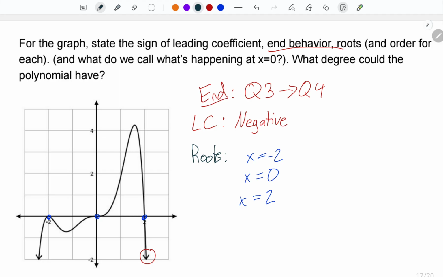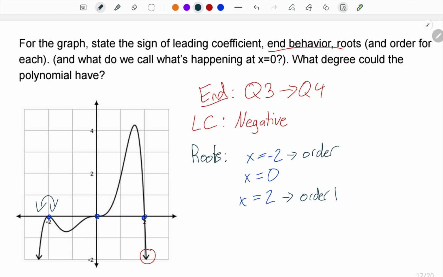All right, so for the orders of each, to get the orders you just have to look at the shape of the graph around that root. If it just goes straight through, kind of like a straight line, let's say x equal to 2, well, that's just linear, which has degree 1, so order 1. We saw here, let's say at negative 2, it's got a turning point. That's kind of like the previous graph. So at negative 2, since it has a turning point, that's kind of like a parabola. A parabola has degree 2, so it is order 2.